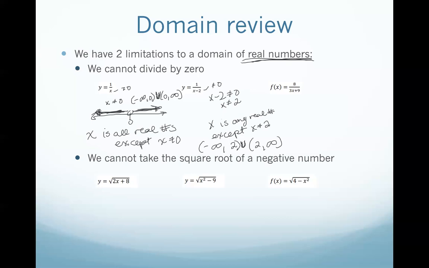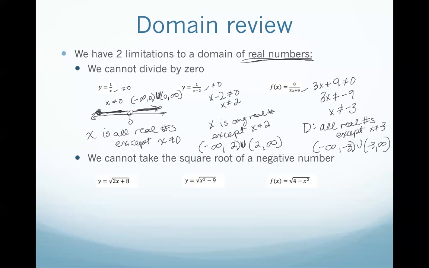Same thing, notice we're not looking at the numerator for any of these. 3x plus 9 cannot be 0, otherwise we would be dividing by 0. 3x cannot be negative 9. x cannot be negative 3. So now we have the domain is all real numbers except x cannot be negative 3, or as an interval, that would be from negative infinity to negative 3. Pick up on the other side of negative 3 all the way to infinity.